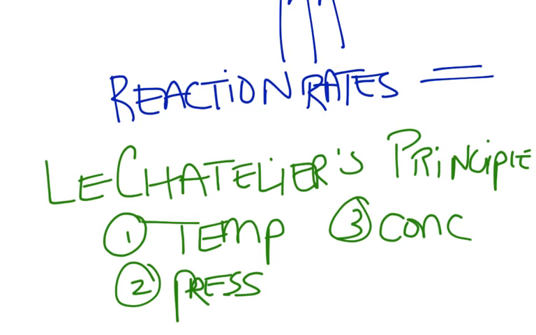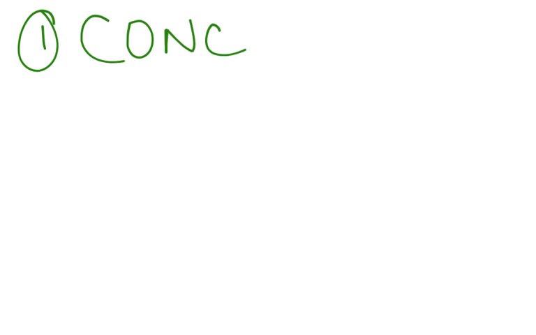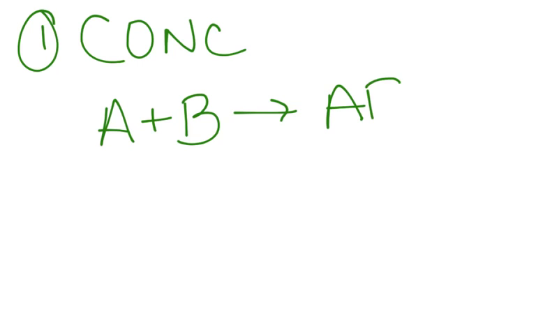So we're going to look at all of these briefly. I'm not going to go too crazy with them, just so you can get the overall idea. And we're going to start with concentration. So if I have a reaction, let's say I'm going to stick with my A plus B yields AB. It's just a simple basic reaction. If I put in more A and more B, so more of these individual reactants, what do you think is going to happen to the reaction?